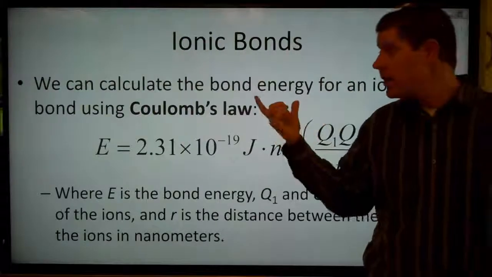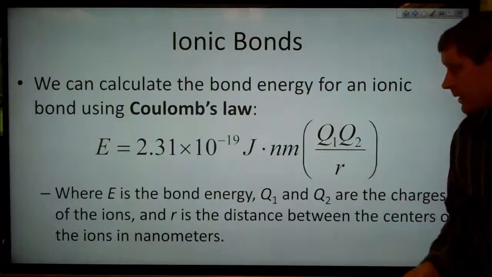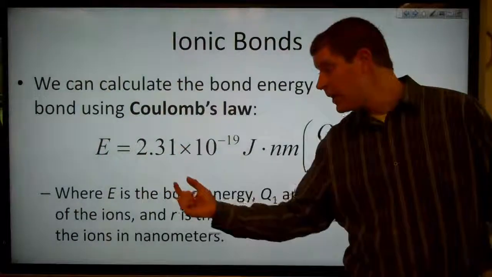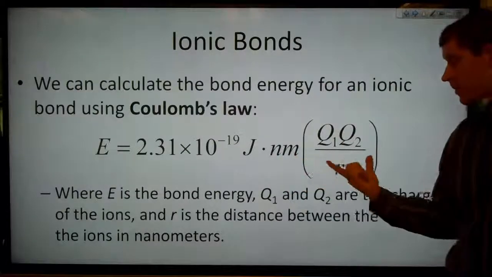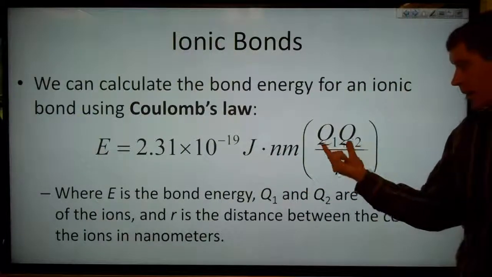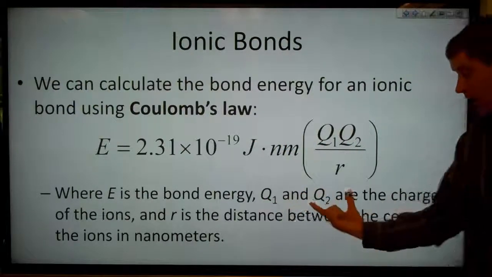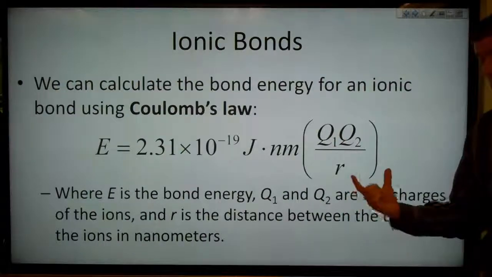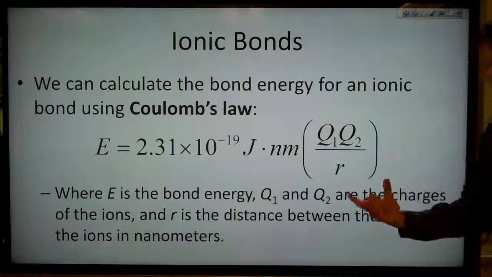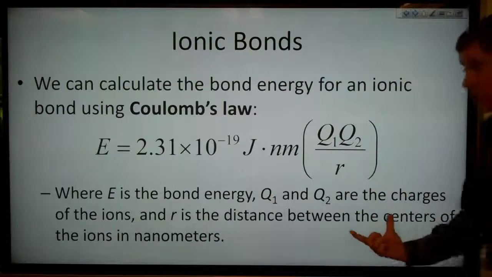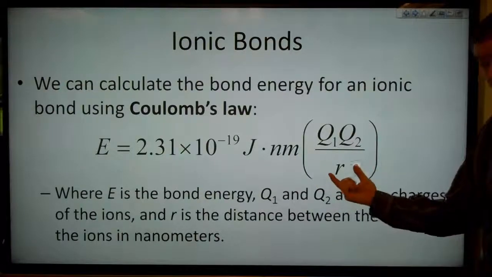So we can calculate the bond energy for an ionic bond using Coulomb's law. Coulomb's law looks something like this. The energy of that bond is equal to 2.31 times 10 to the minus 19 joule nanometers multiplied by Q1 times Q2 over R. Now, E is the bond energy, Q1 and Q2 are the charges of the ions, including the sign, so positive or negative, and R is the distance between the centers of the ions in nanometers, hence why this nanometer is here, to cancel that unit of nanometers there.